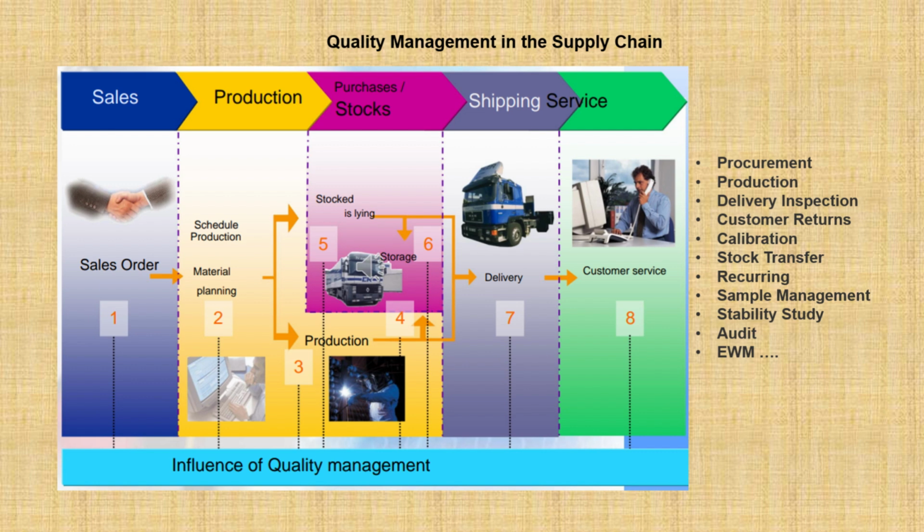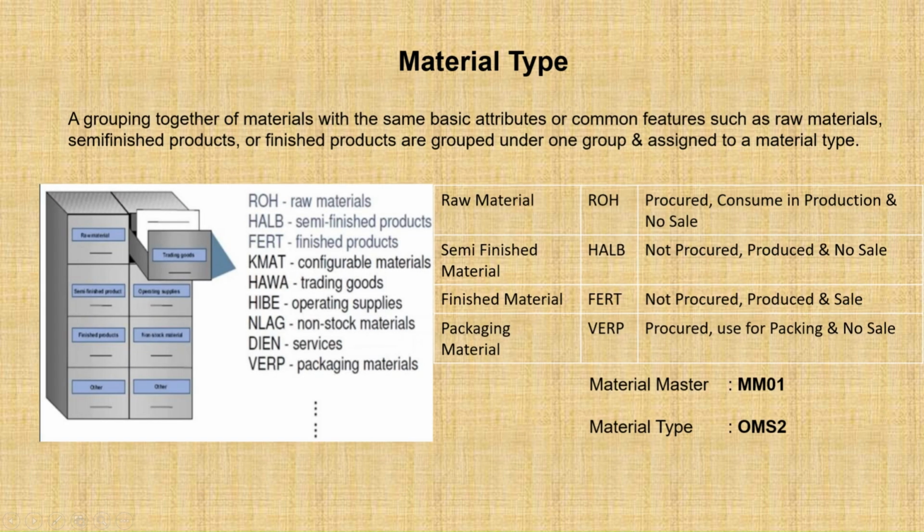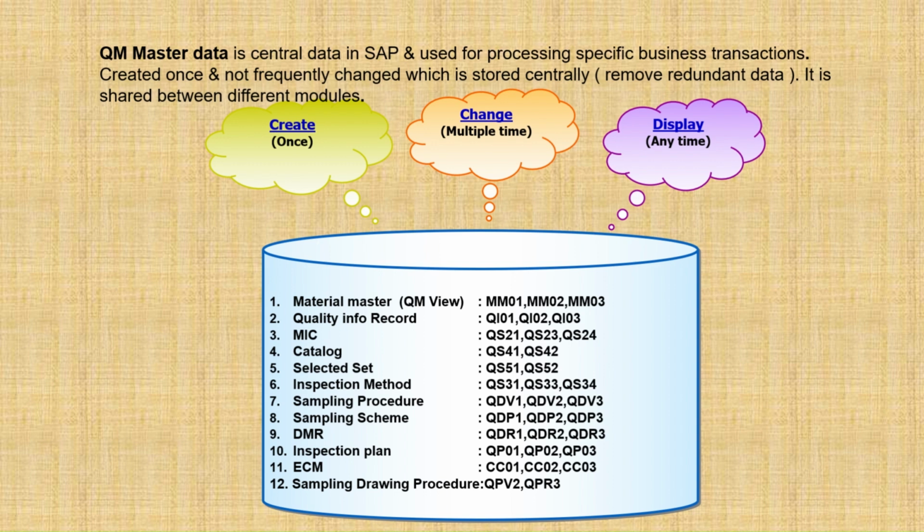When I'm procuring it from outside, from any vendor, at that time I might be doing the inspection. Mostly when I'm procuring, it is a raw material, and I'm doing the inspection on that material. So a few master data need to be maintained at the time of procurement, like data relevant to the vendor.